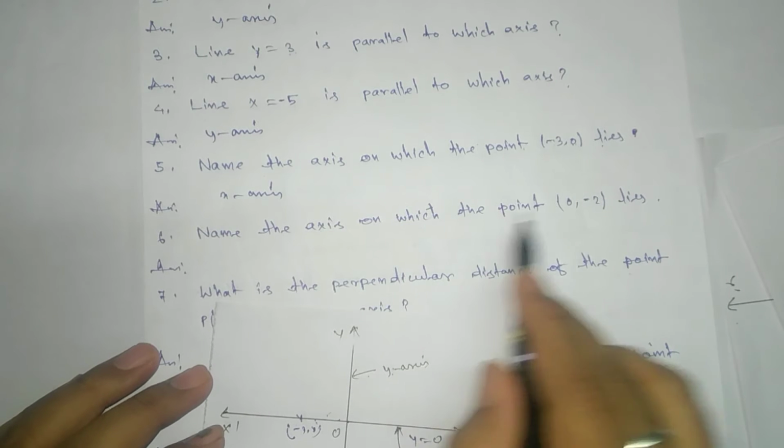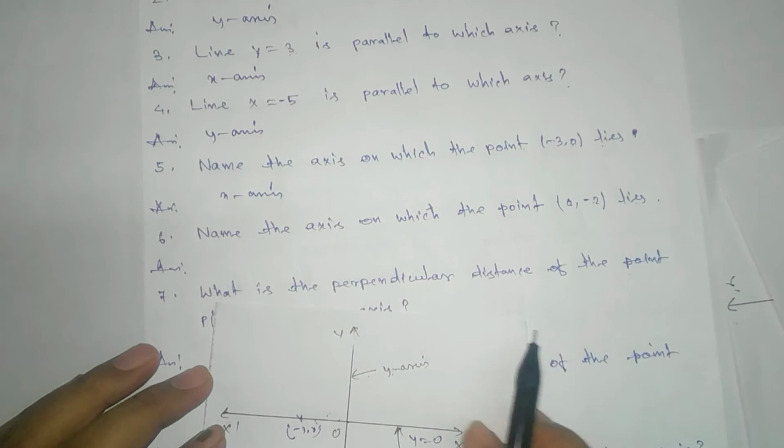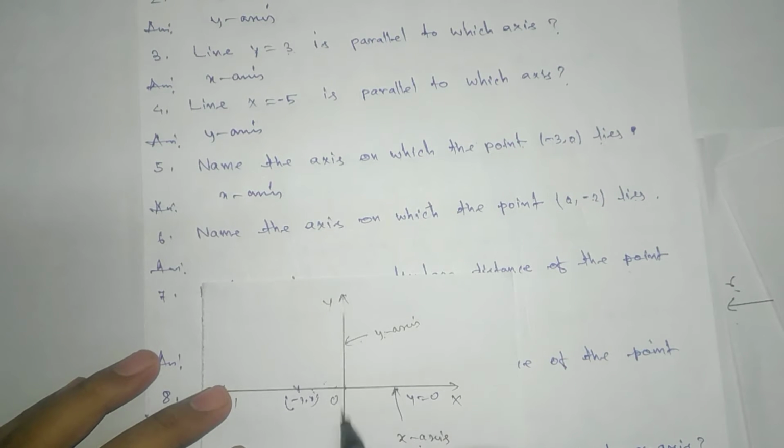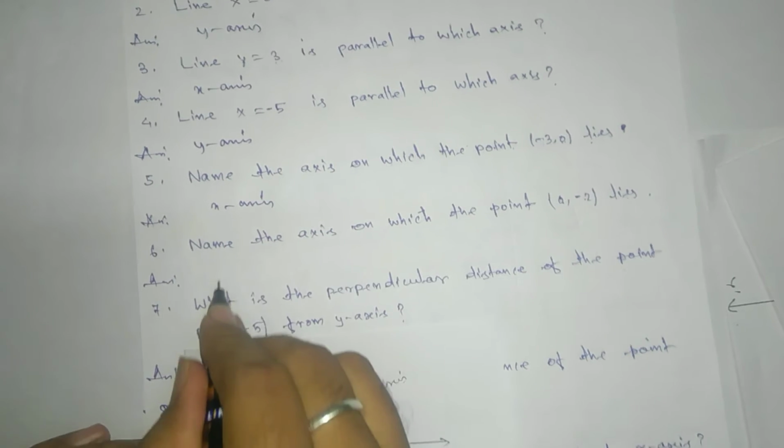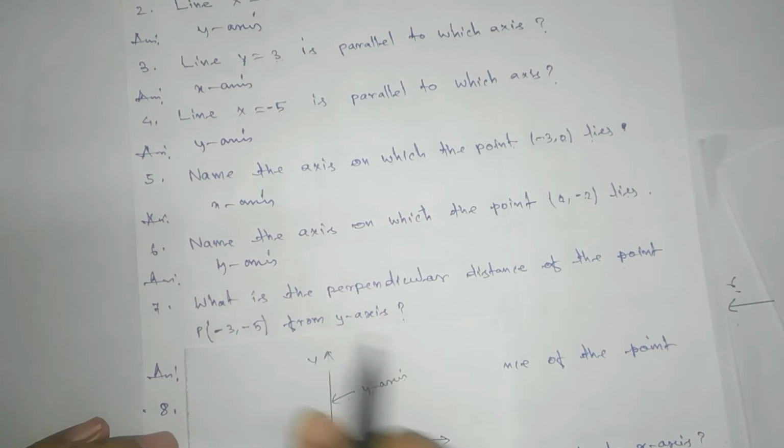Name the axis on which the point (0, -2) lies. Here on the y-axis x equals 0, and -2 will be on this side, 1, 2. So this is your point (0, -2). On which axis does it lie? The y-axis. So your answer is y-axis.